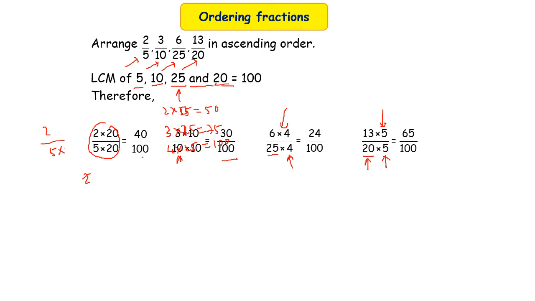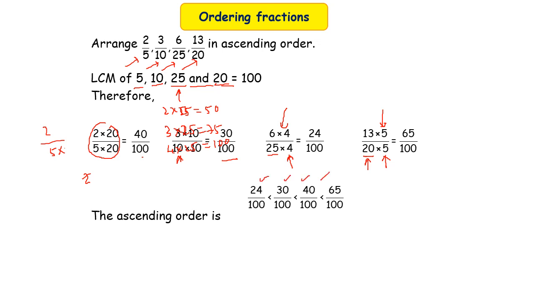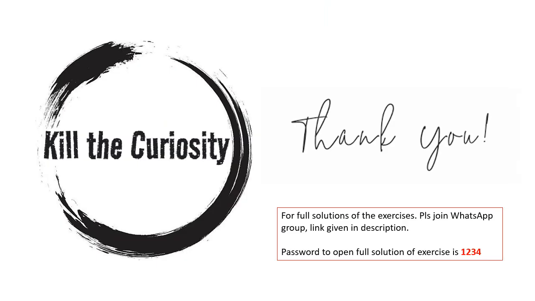So we have to arrange in ascending order. This is the ascending order of the numbers which you have just calculated, but the original ascending order will be like this. So 6 over 25 is the smallest one and 13 over 20 is the biggest one. You can similarly arrange into descending order.